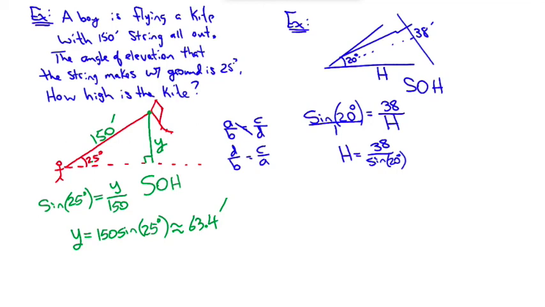All right, so what's 38 divided by the sine of 20? It's approximately 111.1 feet. So the hypotenuse would be 111.1 feet.